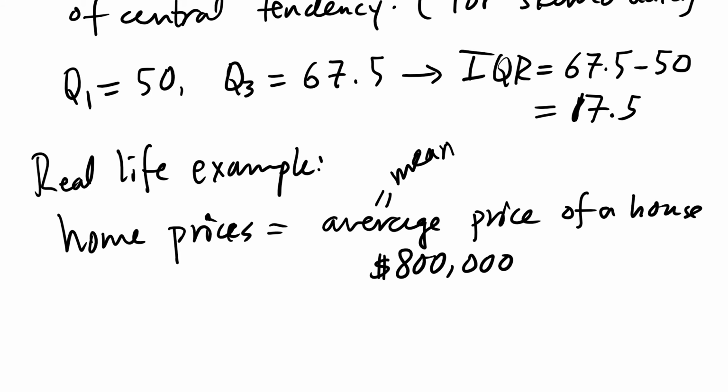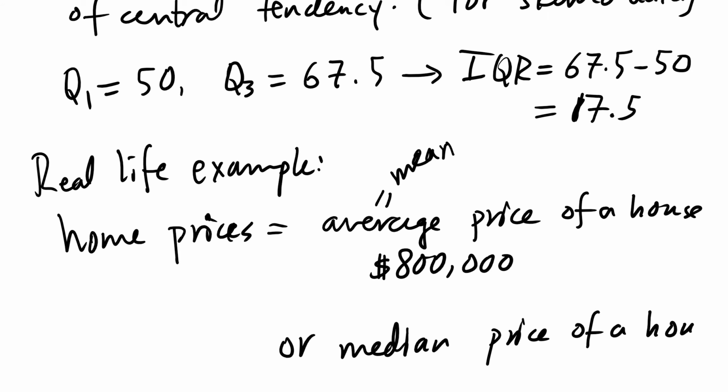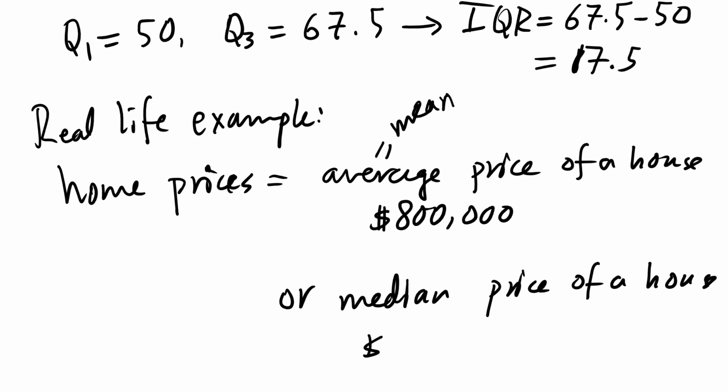Now, people say the average or the mean price of the house is this, but we always prefer to say the median price of a house is 800,000. Which one is more appropriate to use? I tell you, the median price.